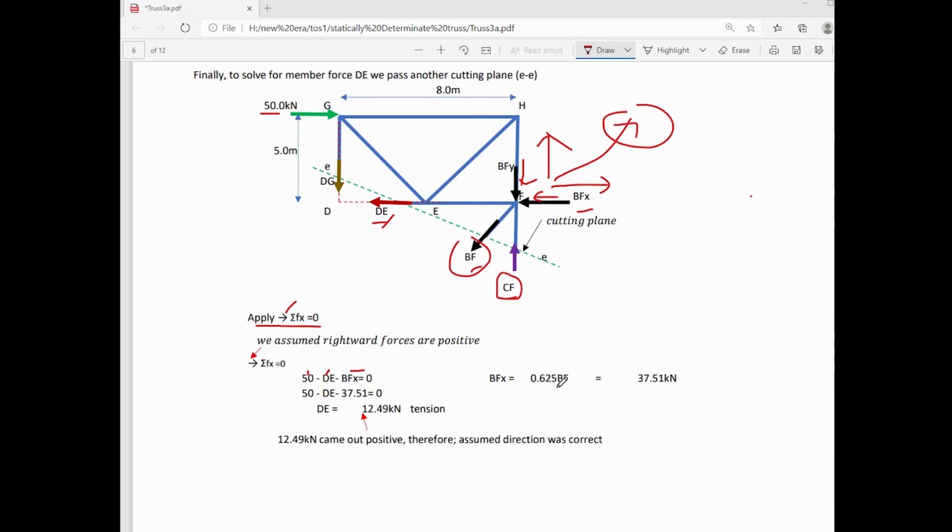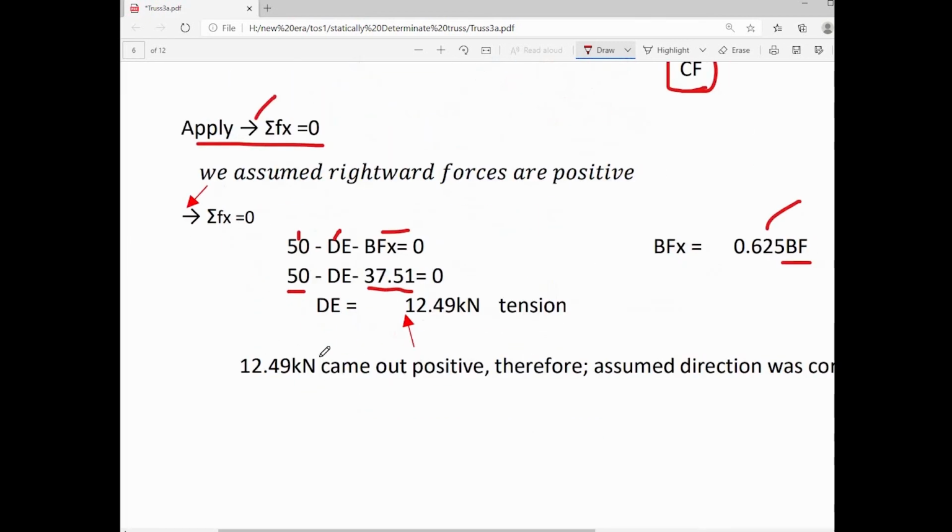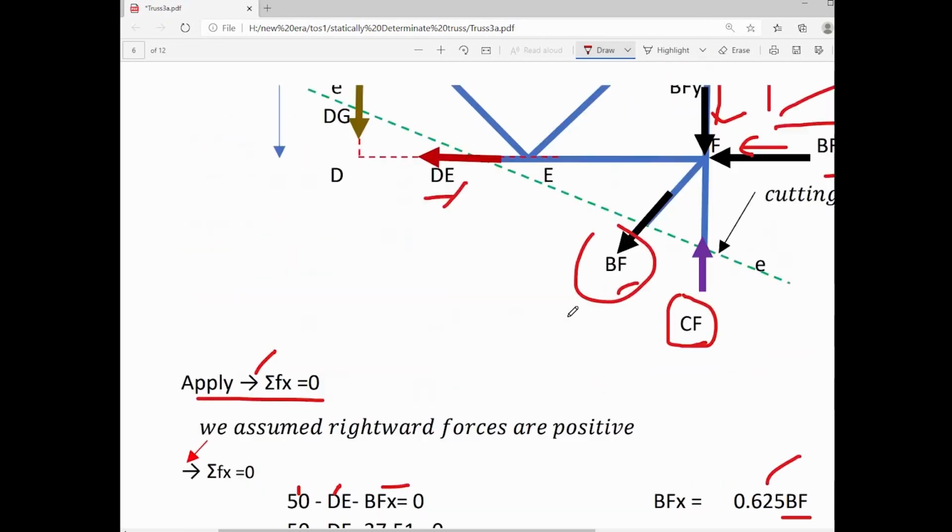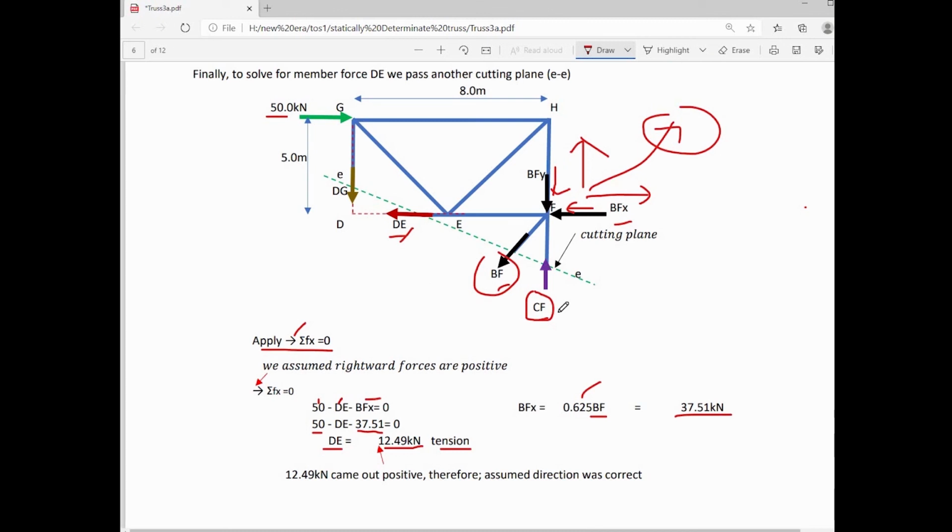Since we have already obtained the value of BF in our previous calculation, and that is equal to 60.02, we just multiply it by 0.625 and the result is equal to 37.51 kN. We just substitute the value of the horizontal component. The only unknown in this equation is member force DE. We can now solve for DE, and that is equal to 12.49 kN. Our assumed direction was correct since 12.49 kN came out to be positive, so I write here that it is under tension. I hope you learned a lot from this example.